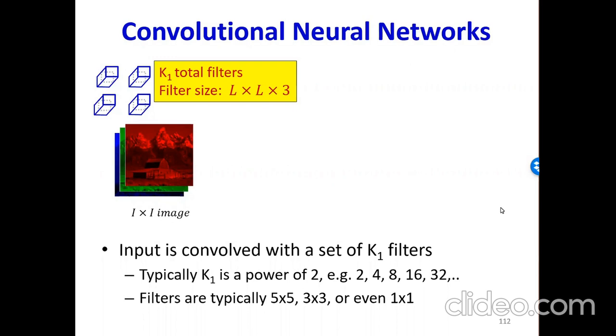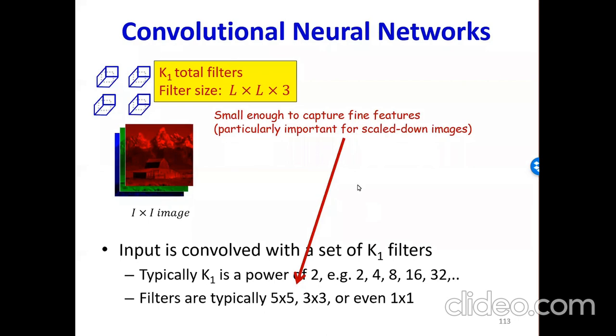So what is K1? K1 is the number of filters. It can be 2, meaning I'd have only 2 filters, or I can have 4 filters, right? So it's basically the number of output maps that I'm going to produce. And so these have to be small enough to capture fine features, particularly if I'm scaling down images to process them. And what does it mean for this filter to be 1 cross 1?